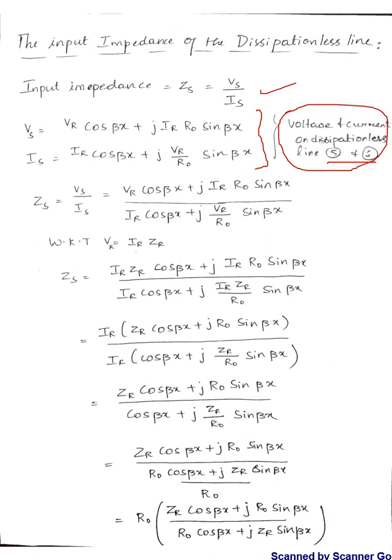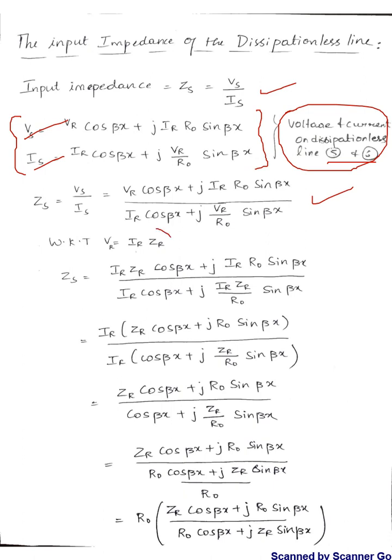So I am taking that fifth and sixth equation directly and writing them here: Vs is equal to Vr cos beta x plus j Ir R naught sin beta x, and Is is equal to Ir cos beta x plus j Vr by R naught sin beta x. From there, we know that Zs is equal to Vs by Is, that is, input impedance is equal to Vs by Is. So I have Vs, I have Is, and I'm going to divide these two equations.